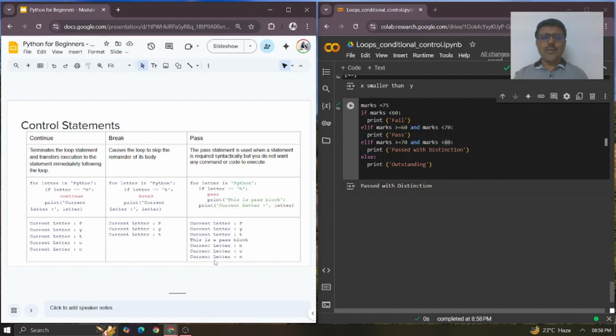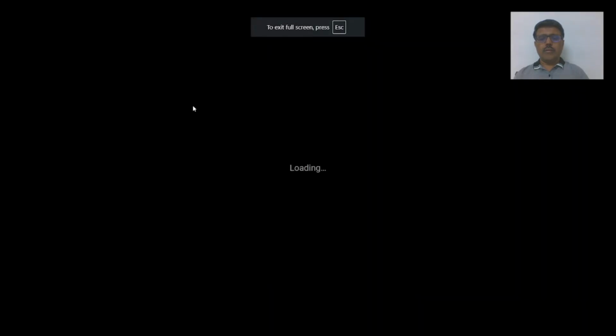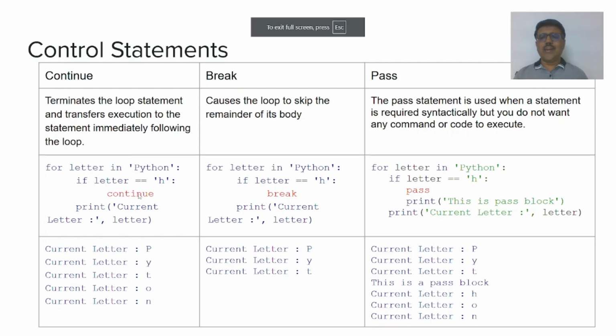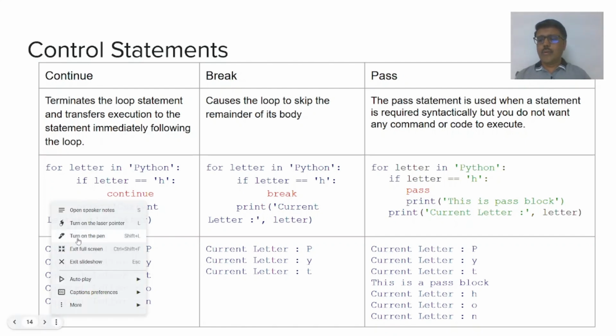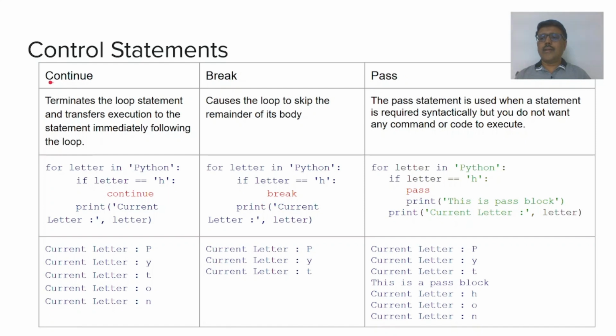So now let's quickly go through the control statements. There are three control statements. One is continue, the other one is break, and pass. In other languages, you may have only continue and break. Different languages have different things. Let's quickly understand it now.